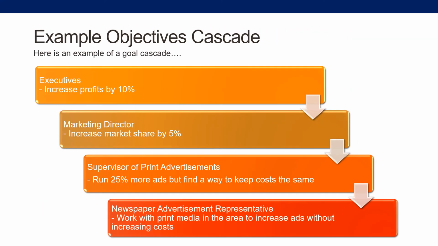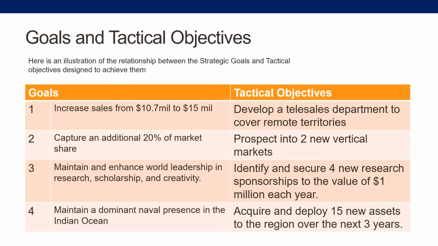Here is an example of a goal cascade from the corporate level down through the organization to the level of an individual employee. Here is an illustration of the relationship between the strategic goals and objectives designed to achieve them.